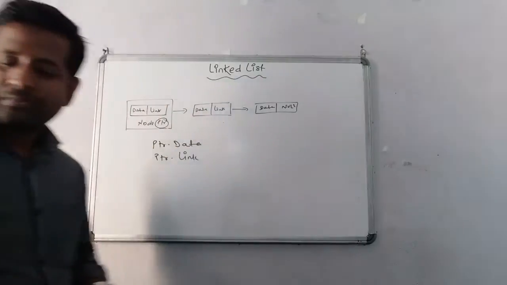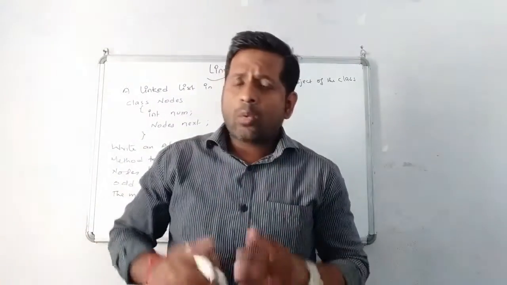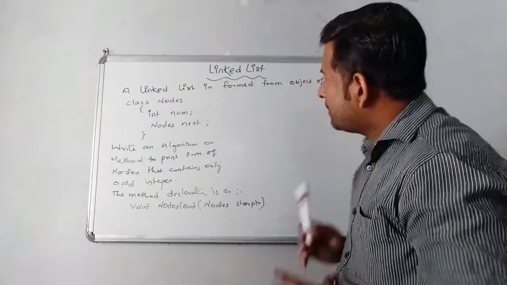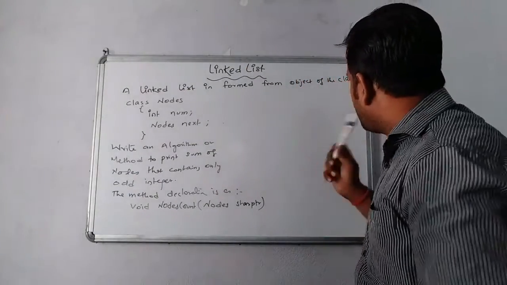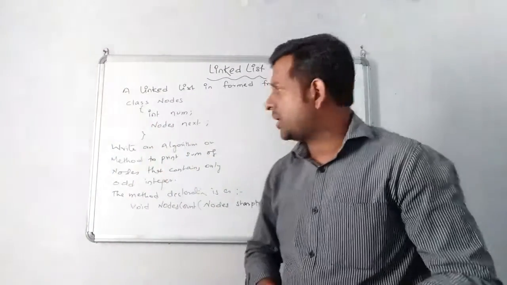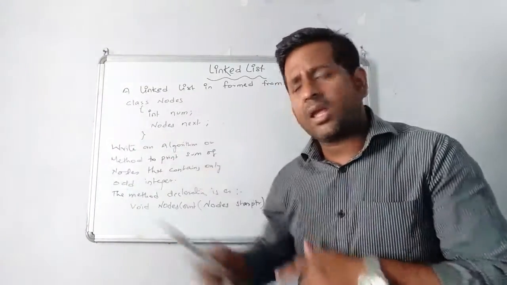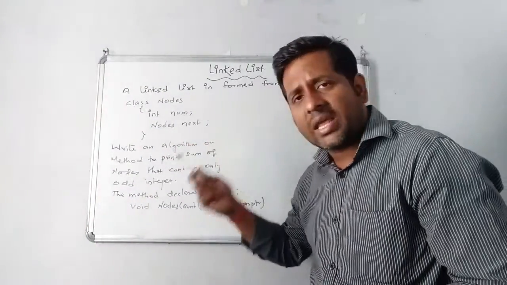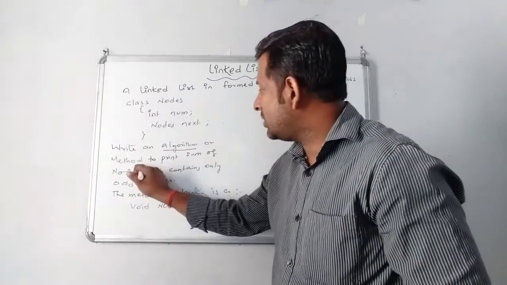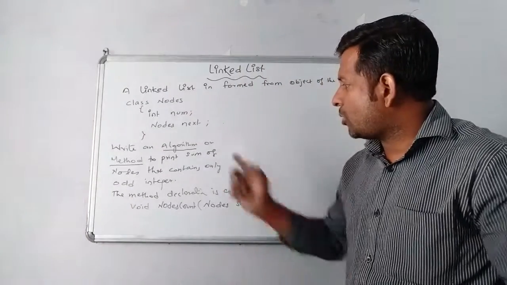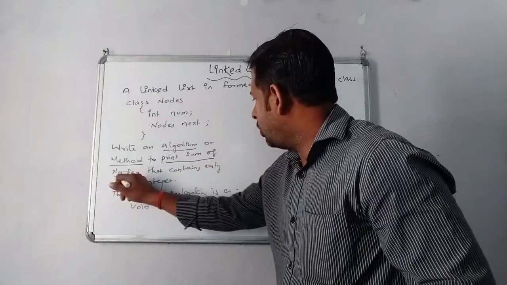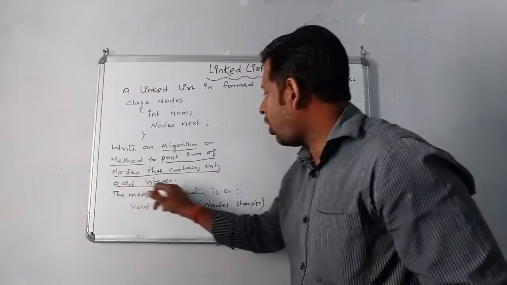See here what kind of question comes. You can see, children, the question I have written: a linked list is formed from objects of the class nodes, given as num, that is number, the data, and next, the link. Write an algorithm or a method to print the sum of nodes that contain only odd integers.